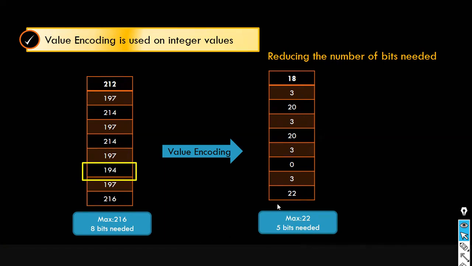In this case, we are seeing just 9 data points. But when you deal with a huge volume of data, let's say you have millions and millions of records, then obviously 5 bits into 100 million, how much? It's a huge number. You save that much space. That is how it compresses the data. So value encoding is used for integer values.